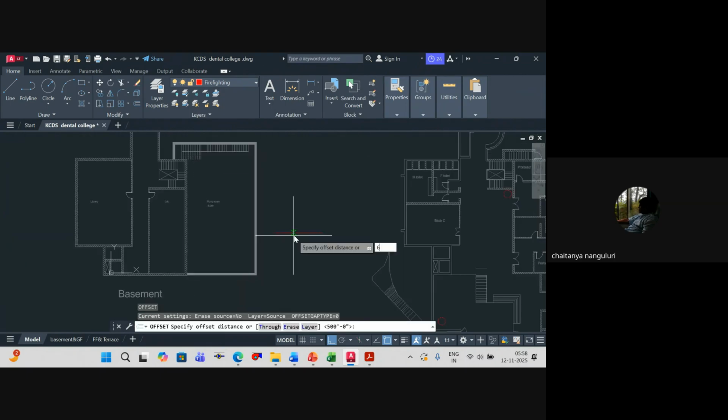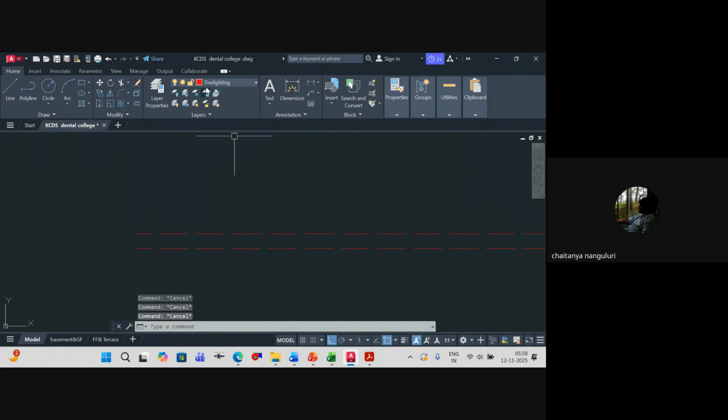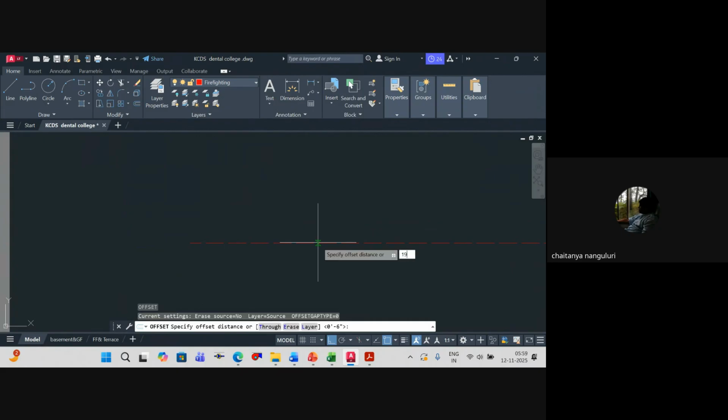Okay, this one, yes. There is a problem with it. Oh, this is in feet. Sorry. 6 meters into 3.28 is how much? 19 feet, 19.68 feet.